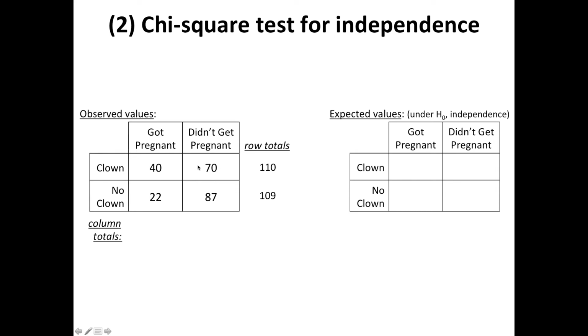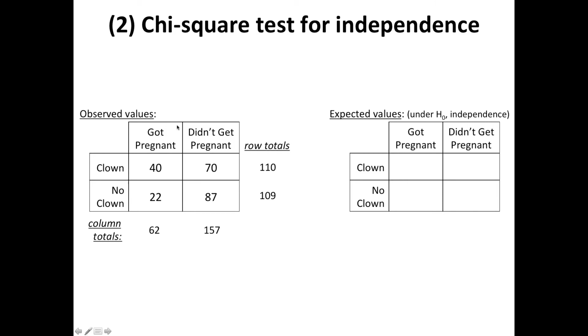Okay, so then we also want to calculate the column totals. We want to know how many women altogether ended up pregnant from this process, and we add 40 to 22, and we get 62. And finally, we do the same thing for how many women altogether did not get pregnant through this process, and it was 157.